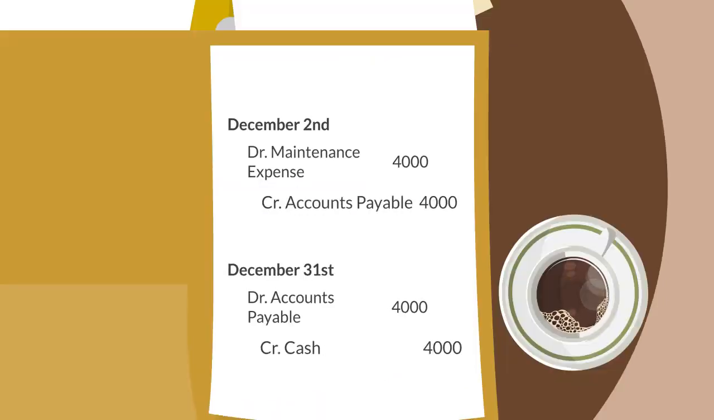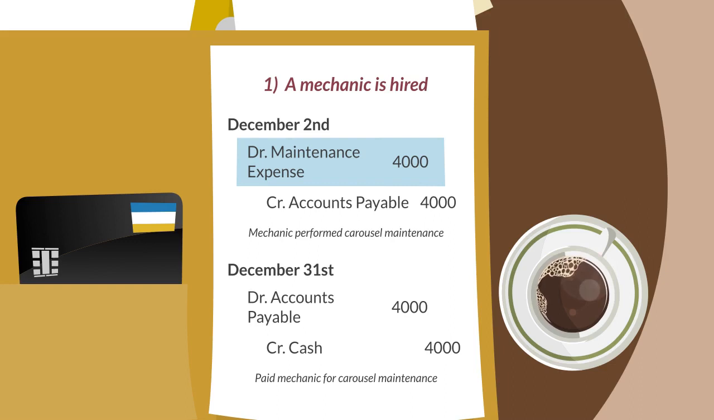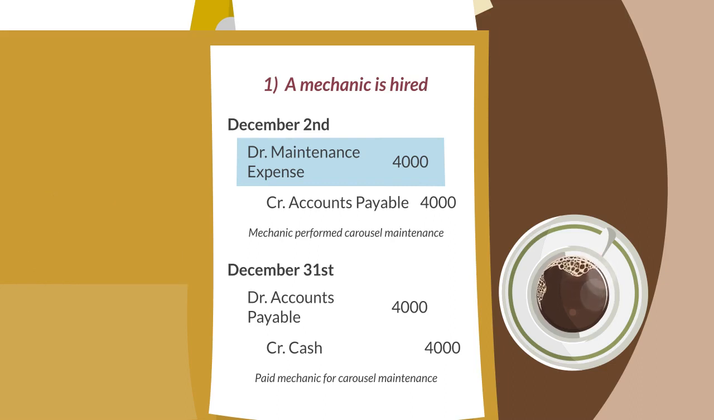Here's the solution. Number 1. A mechanic performs maintenance on the carousel for $4,000 on December 2nd. Because the maintenance was performed and paid for with the corporate card, the maintenance expense is an accrued expense for Canada's Winterland.